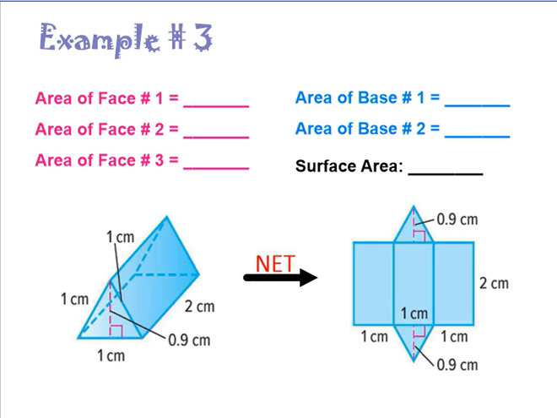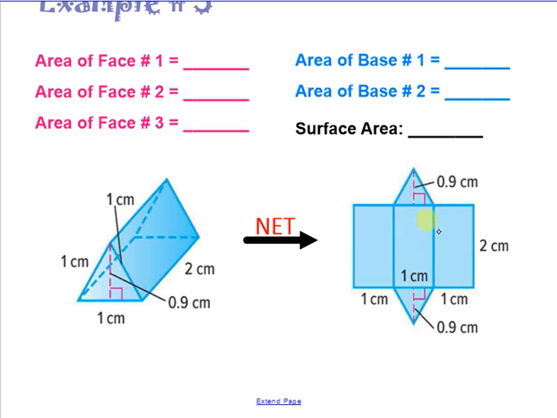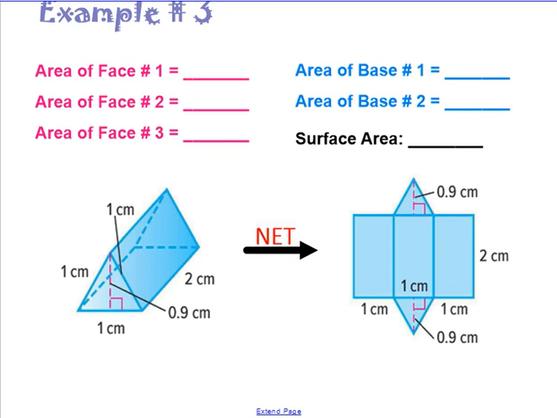All right, example number 3. So for this one, I've given you the closed up version of the 3D figure, and then I've given you the net. I'm going to work on the net this time. It's actually a lot easier because you can write the answers right on each panel, okay? But if you want to work with the closed figure, that's fine too.